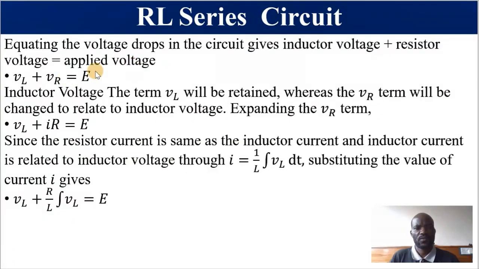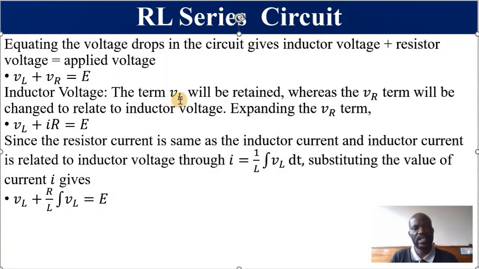We are now going to apply Kirchhoff's voltage law. Equating the voltage drops in the circuit gives inductor voltage plus resistor voltage equals the applied voltage, as shown. The term VL will be retained, meaning inductor voltage, whereas VR will be changed. Knowing our variable of interest, we are going to expand the VR term, so it's going to be VL plus IR equals the applied voltage E.